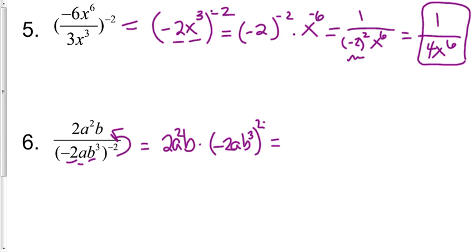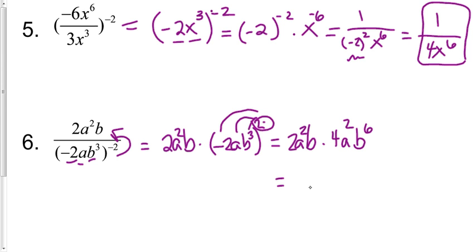So I need to take care of this power first. So I've got a 2a squared b that I'm going to leave alone for now. And now everything inside the parentheses needs to be raised to the 2nd power. So -2 squared again is +4. A squared is a to the 2nd power. And b to the third to the 2nd power is b to the 6th, because I'm going to multiply those powers. Okay? Now it looks like I'm multiplying two monomials here, so easy enough.